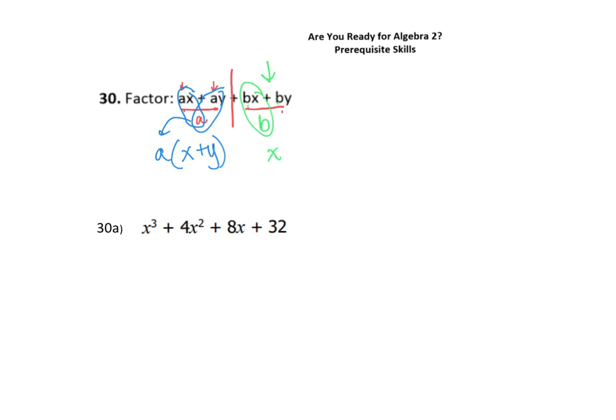BX take away B, we're left with X. BY take away B, we're left with Y. Wrap that up with parentheses and put that positive b on the outside. Now something really magical happens when we factor by grouping.